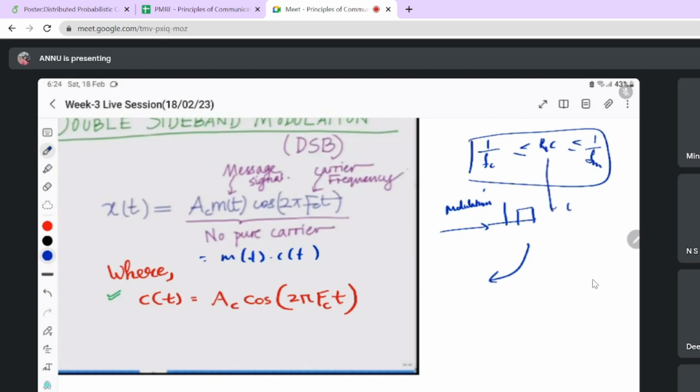Okay, so it is different. Did you understand the difference between these two? It depends on the signal we require at the end, at the receiving end.